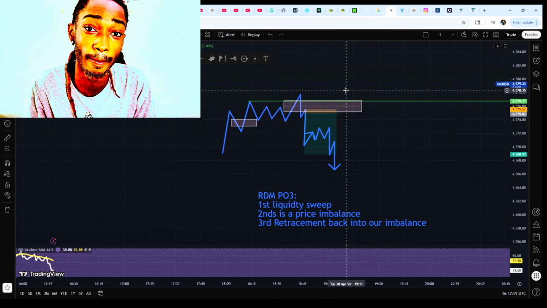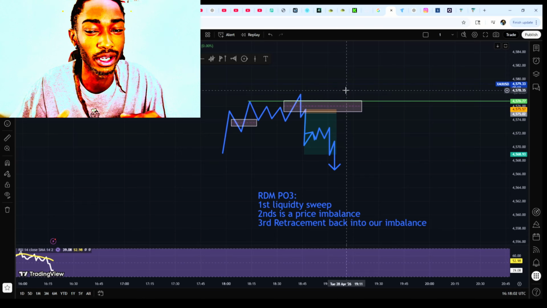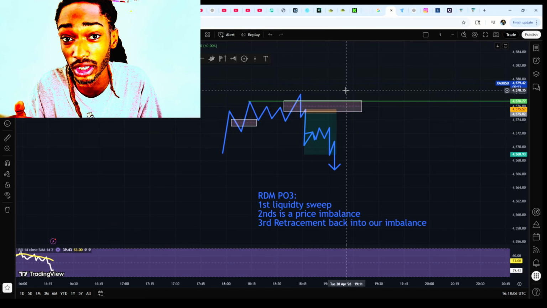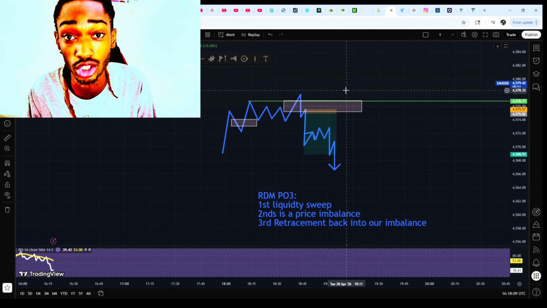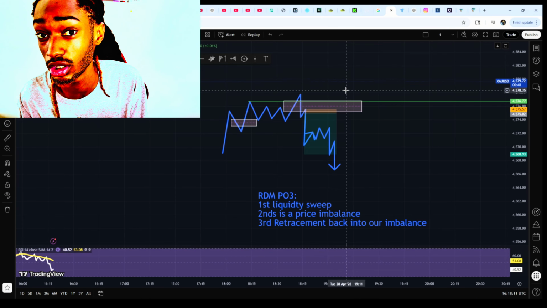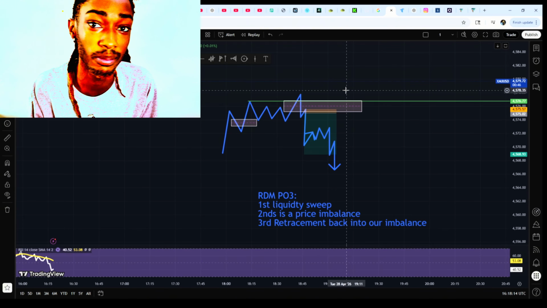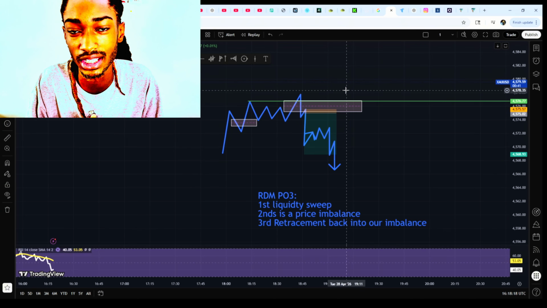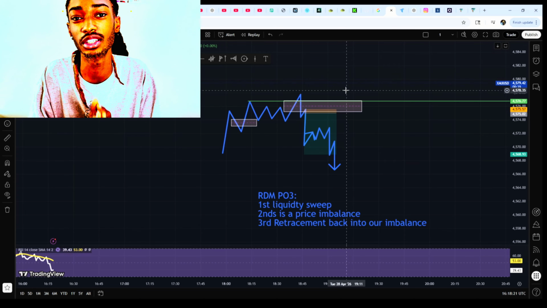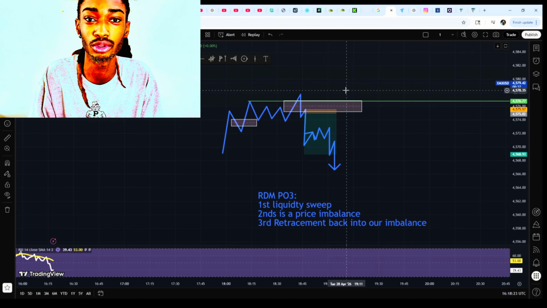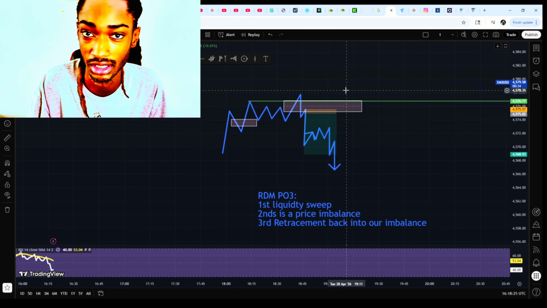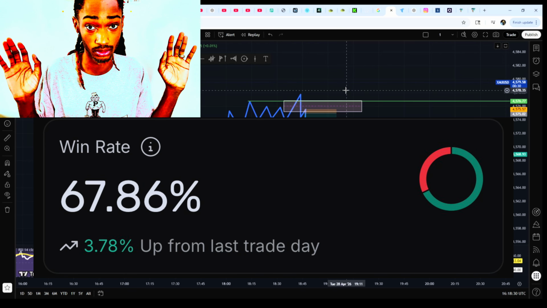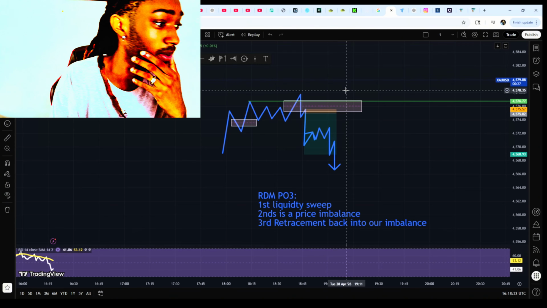With this RDM, I kid you not, this is not like the regular PO3 where you can either see the accumulation and then the distribution, then the manipulation, or you can see manipulation, distribution, then the accumulation. It's not like that PO3. This RDM PO3 literally lines up to the T every time. So this is why I'm going to give you guys a strategy, because I want you guys to start building consistency. And once again, this is my win rate right here. So let's get back into it.